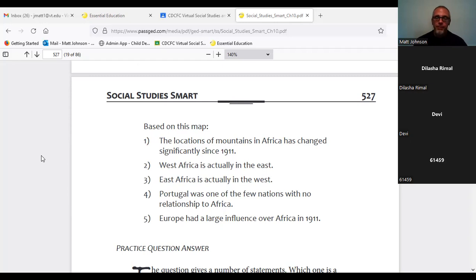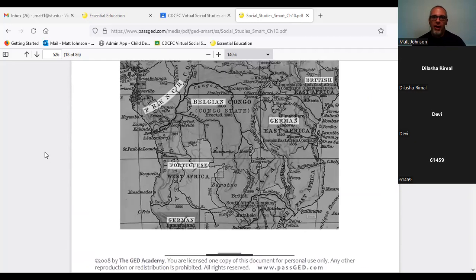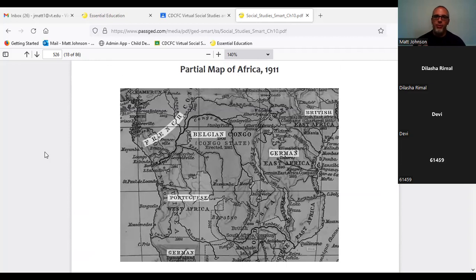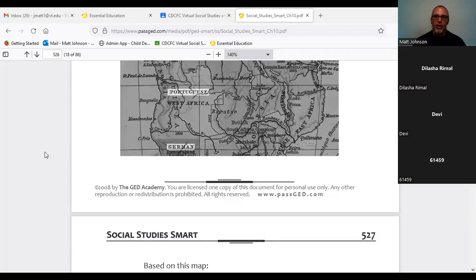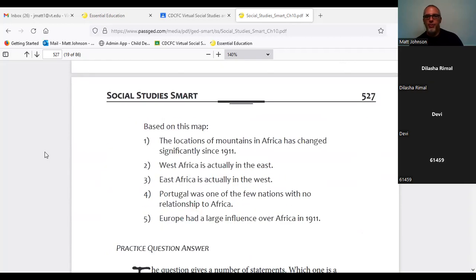So our answer, right, based on that data, making an inference about what we're seeing and drawing a conclusion, Europe had a large influence over Africa in 1911, right? That's the idea of the question there, because we see all those colonial powers have carved up Africa into colonies for their own purposes. So we can draw a conclusion there that that is what's represented on the map.